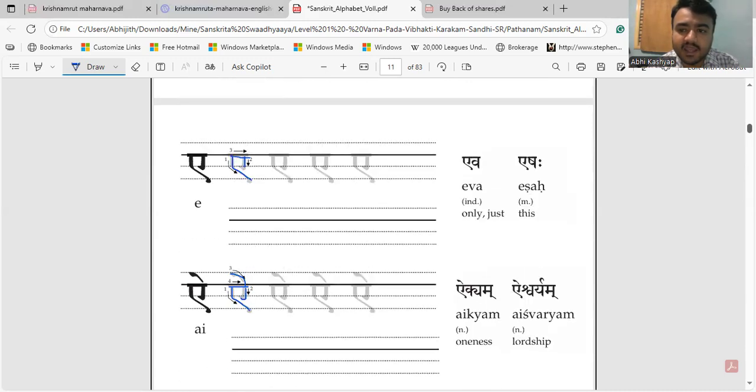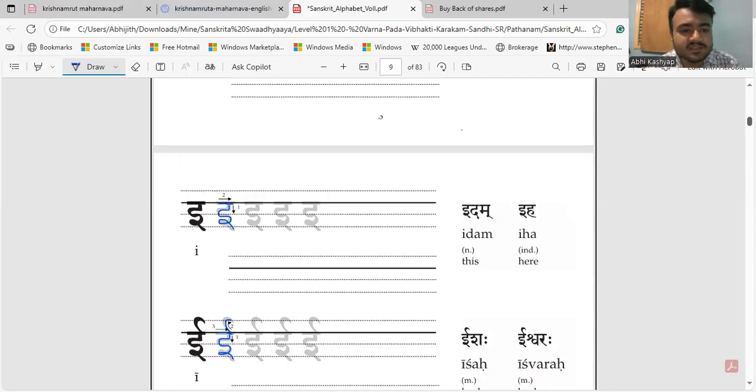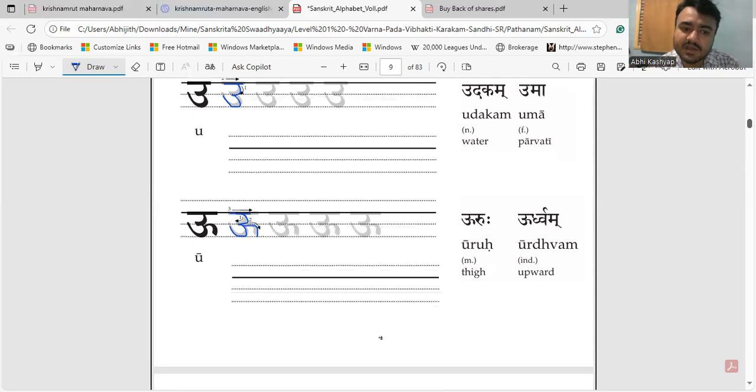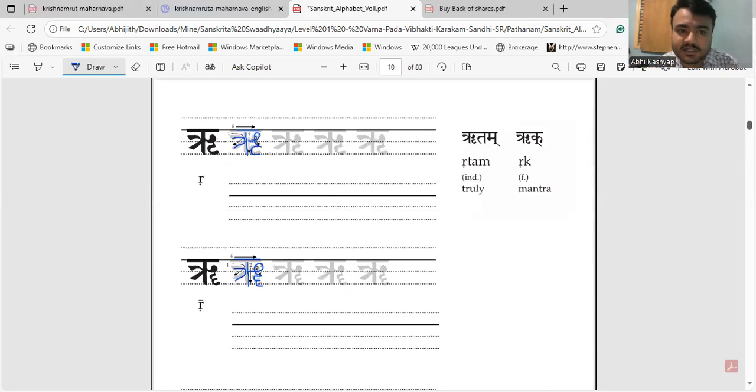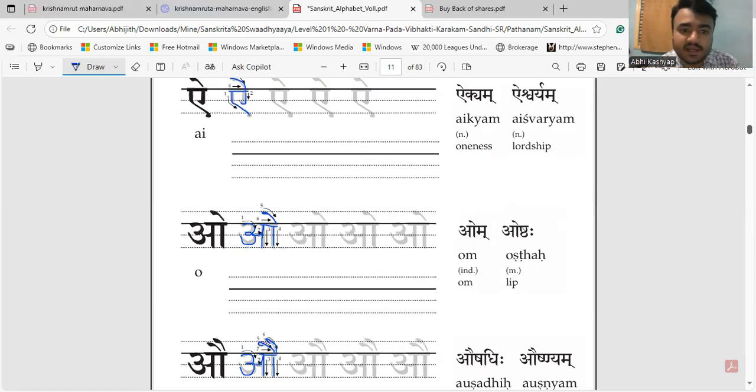Then we have ḷ. We have only one. That's all. There are two bifurcations of the swaras as well: long vowels and short vowels. So we have Hraswa and Dirgha. A is Hraswa, Ā is Dirgha. I is Hraswa, Ī is Dirgha. U is Hraswa, Ū is Dirgha. Ṛ is Hraswa, Ṝ is Dirgha. Ḷ is always Hraswa.